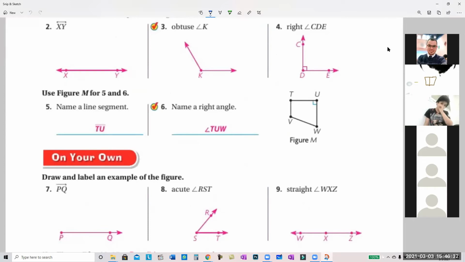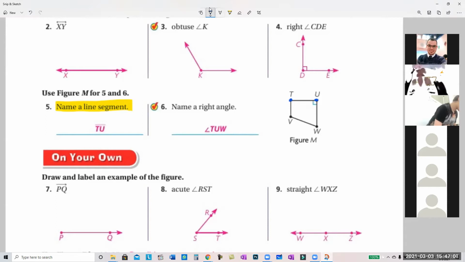Okay, as you see here, let's use this figure to know how many line segments that we have here. Okay, in any figure, the line segment is the line joining 2 consecutive points, like T and U. It's next to each other, right? So if you want to figure out the name of a line segment here, just join between them.